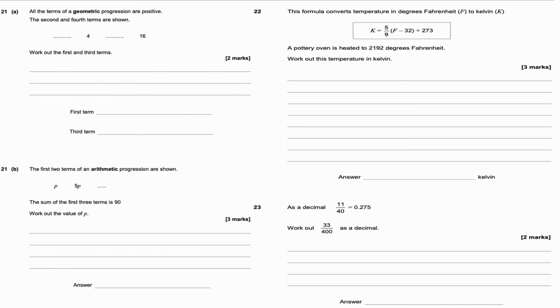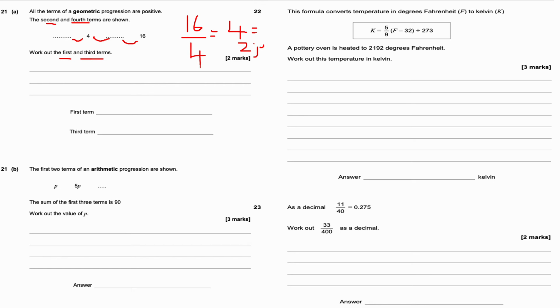This is question number 21A. All the terms of a geometric progression are positive. The second and fourth terms are shown: some number, 4, some number, 16. Work out the first and third terms. Well, geometric means that I'm multiplying by something. Now, seeing as the numbers are getting bigger, if I do 16, the fourth term, divided by the second term, 4, that would tell me that I'm jumping 2 steps. So that 4 essentially means 2 jumps, or 2 steps.